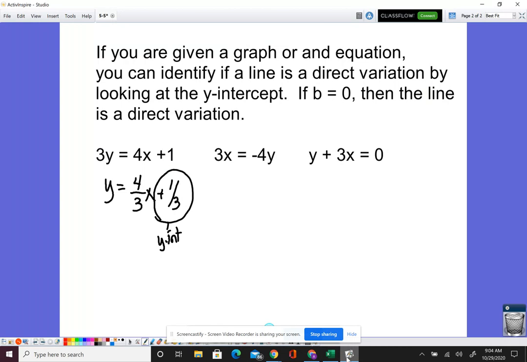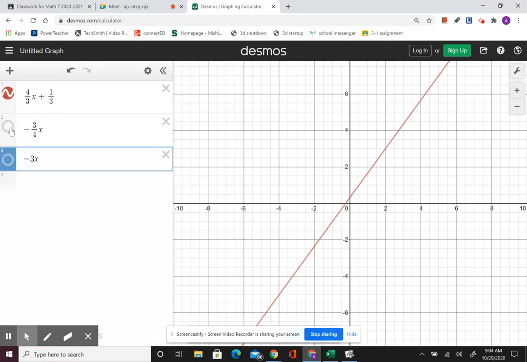so the y-intercept is not 0. This one, if we divide both sides by -4, we get y equals -3/4 x. There is no plain number added on, so the y-intercept equals 0. And once again, we're going to go back to our graph. We're going to turn that line off, and we're going to look at this blue line. And we can see that it goes through the origin, and it has a y-intercept of 0.